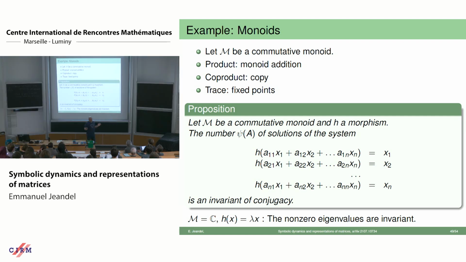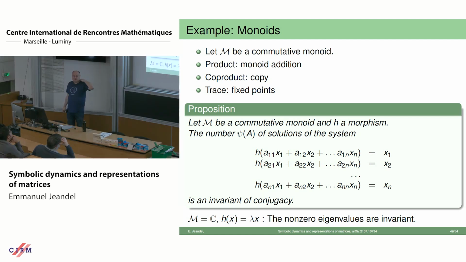So this is something that we obtain, which is quite interesting. If you take any commutative monoid, any morphism, the number of solutions of this equation is an invariant of conjugacy. I don't know if it's known, or if it can be used for something, but it's quite obvious from the point of view I took.